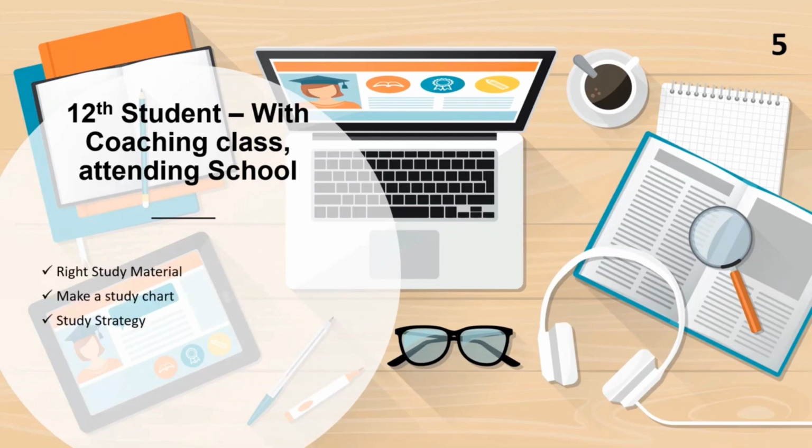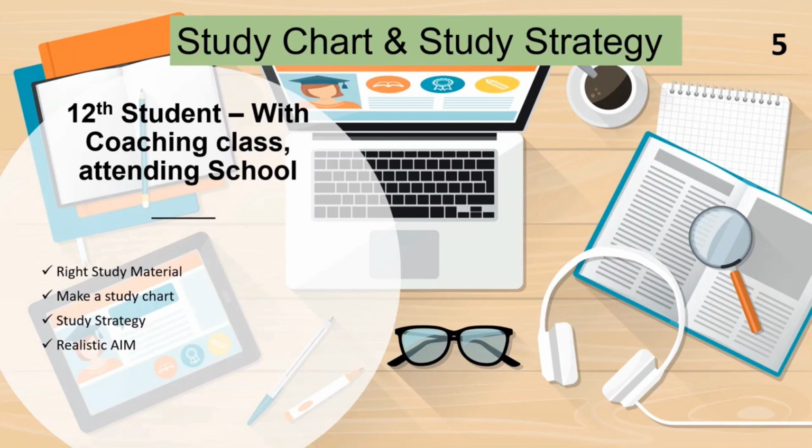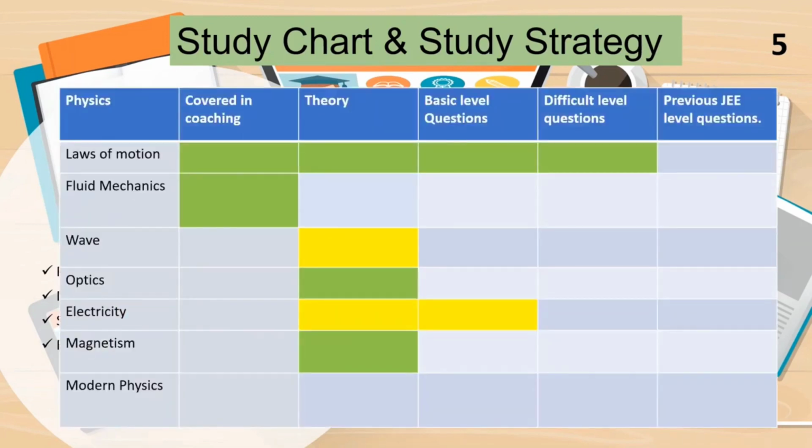If you are a 12th student in coaching class and attending school, then we will cover 4 things: right study material, study chart for your tracking, study strategy, and realistic aim of the rank that you should try to get. Since we have already covered the study material in a detailed video, you can find the link in the description. Here we will only talk about the study chart, study strategy, and the realistic aim. Now let's look at study chart and study strategy.